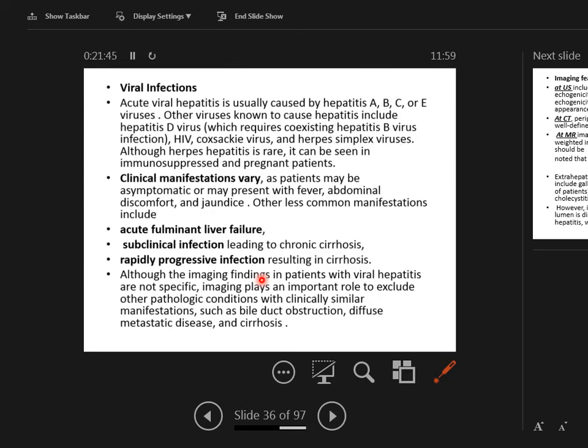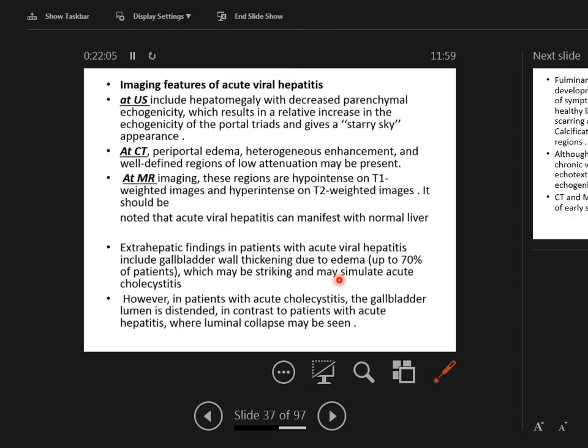Viral infection of the liver, hepatitis, many types: A, B, C, and others. Many cases may present as normal. The constitutional symptoms are jaundice, fever, headache, but for us as radiologists, it can present at ultrasound with hepatomegaly with decreased parenchymal echogenicity, hyperechoic portal triads, the starry sky appearance of the liver.